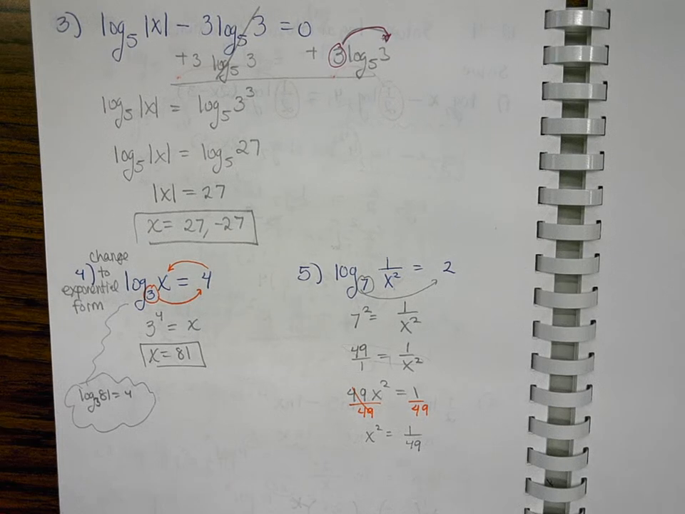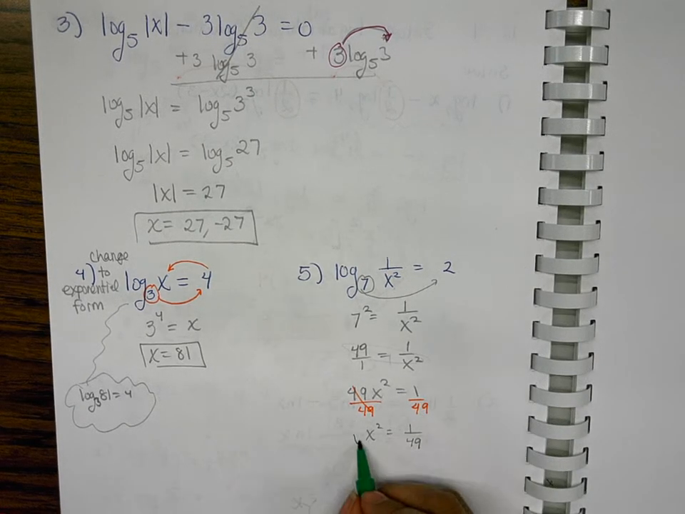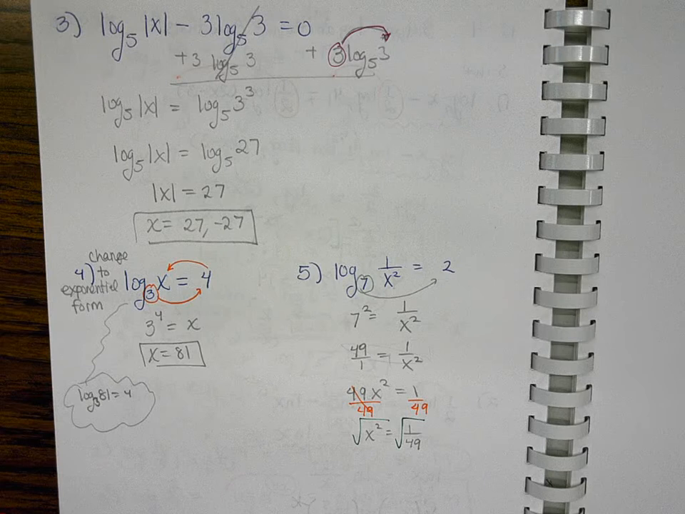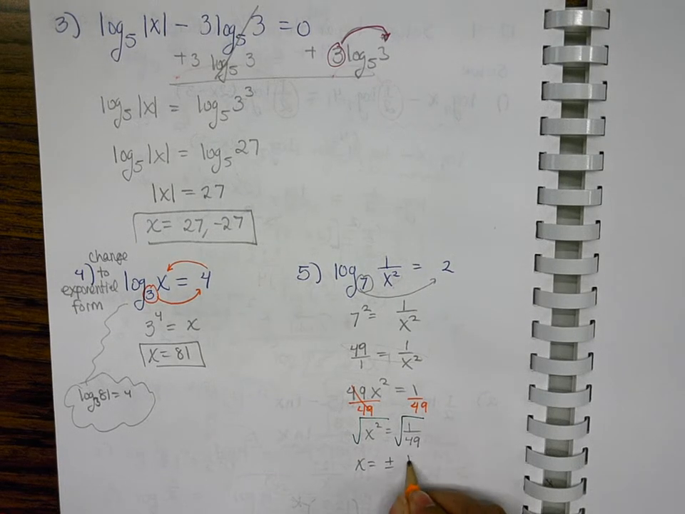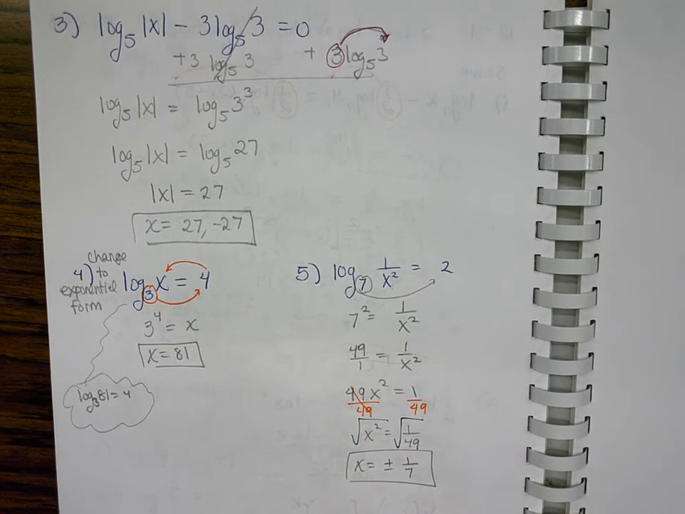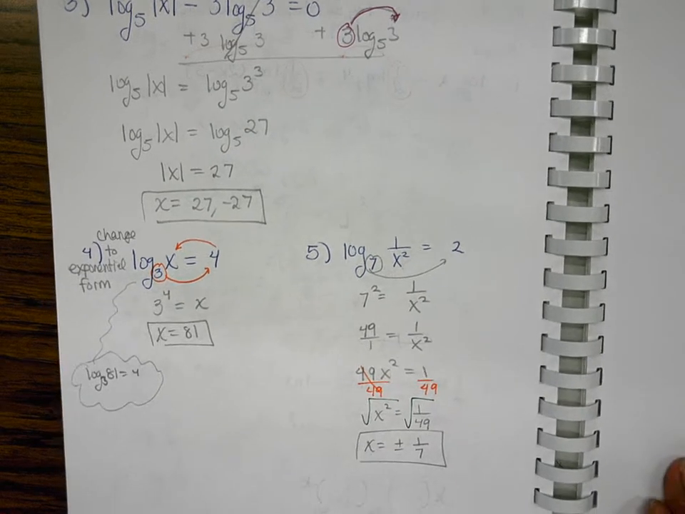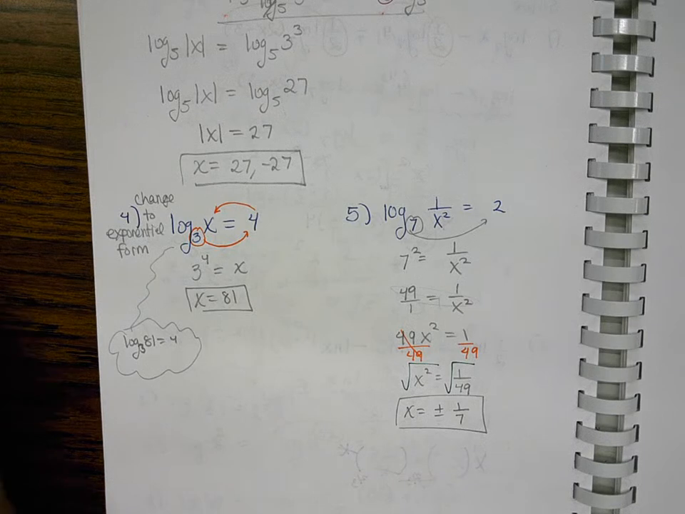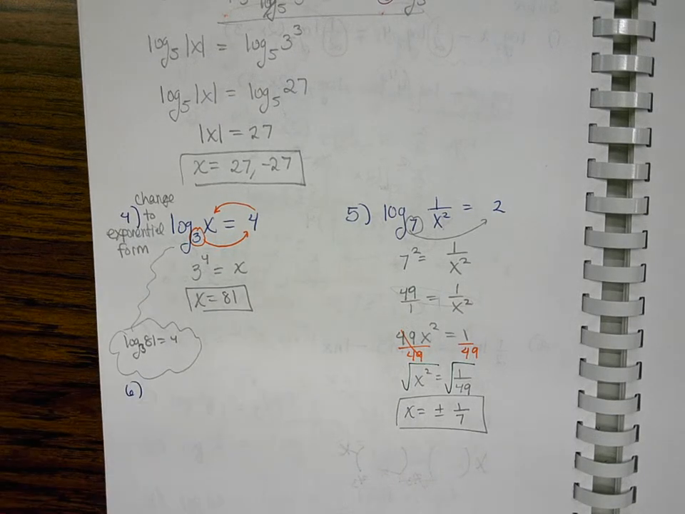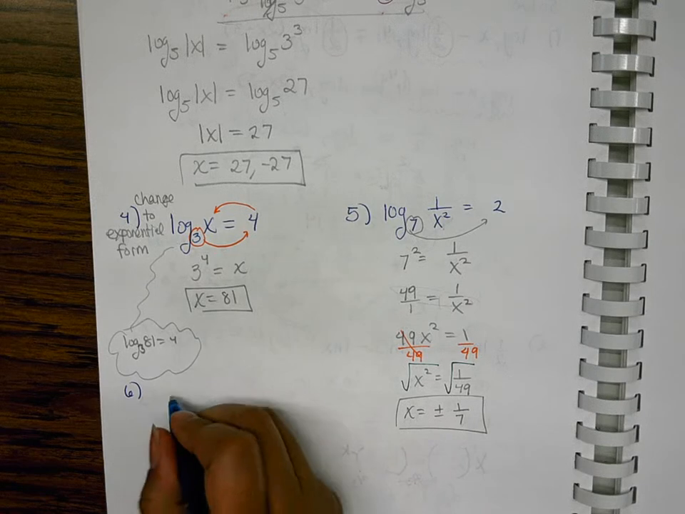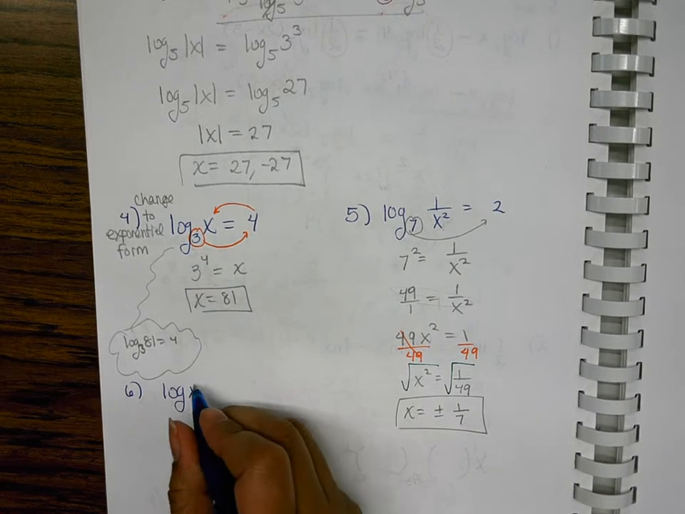And how do we solve this? Correct. We square root both sides. Now don't forget, when you square root both sides, it's plus or minus. X equals plus or minus 1 over 7. X equals plus or minus 1/7. Okay, number 6.